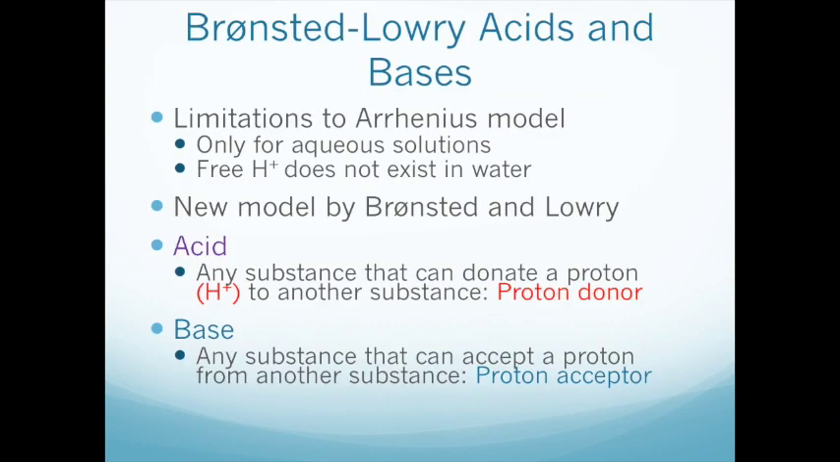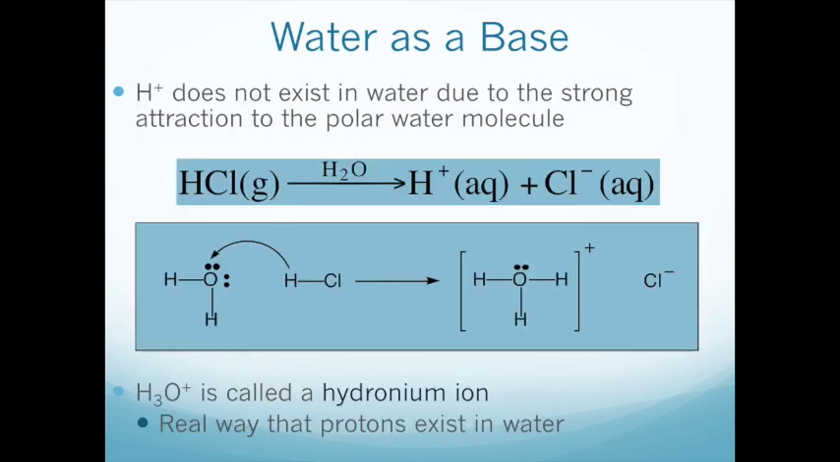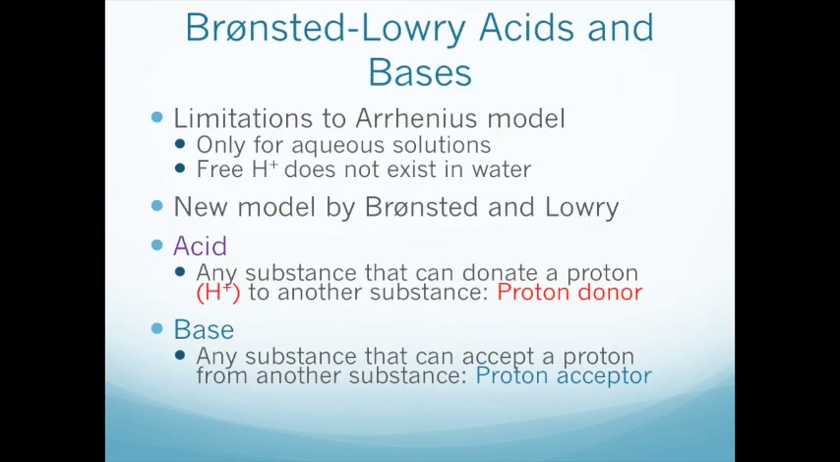And so there's another model that we talk about in chemistry called the Bronsted-Lowry theory of acids and bases. The limitations of the Arrhenius model are that it only applies to aqueous solutions. And the other big issue is that free hydrogen cations do not exist in water. So instead, we define an acid as any substance that can donate a proton, H+, to another substance, and we call this a proton donor. And a base is therefore any substance that can accept a proton from another substance, or a proton acceptor.